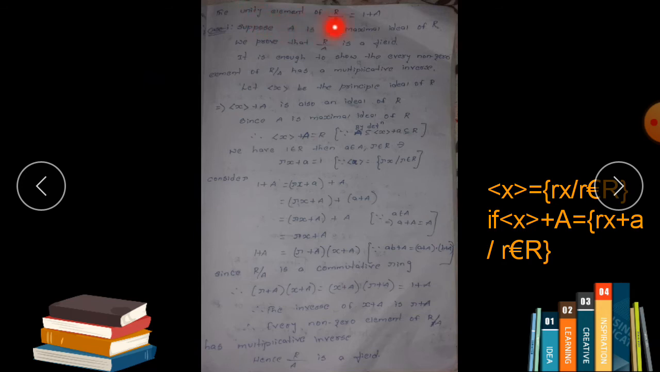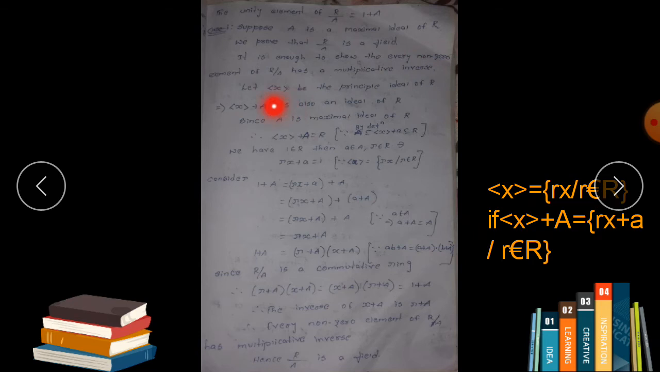The unity element in R/A will be in the form 1 + A. 1 + A is the unity element for R/A. Now suppose A is a maximal ideal of R; how do we prove R/A is a field? To prove it is a field, it already satisfies commutativity and unity, because R/A is already commutative with unity. The only thing left to prove is that R/A has multiplicative inverses.